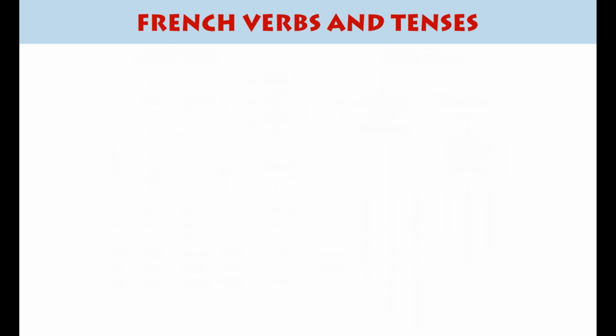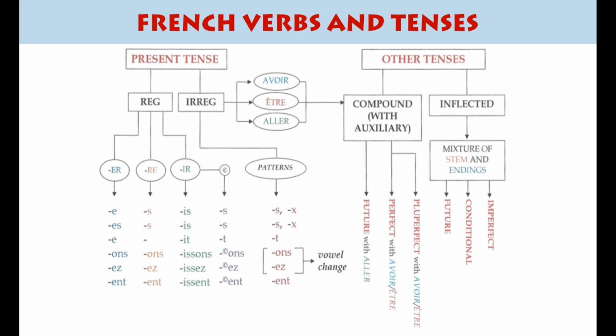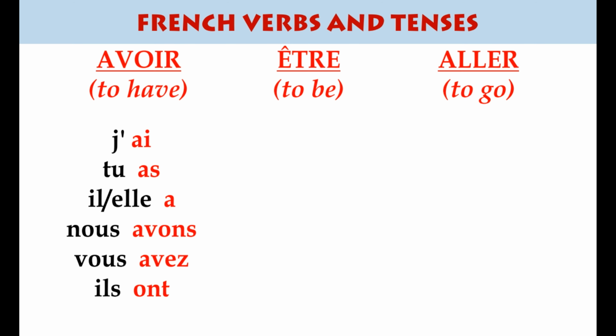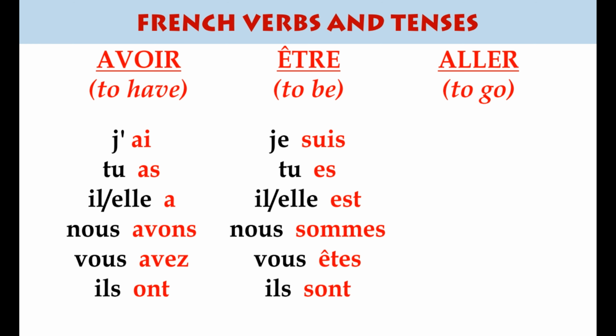However, looking again at the overall chart, you'll see that there are three big ones here that are very irregular. And these three big irregulars are worth learning anyway. Here they are: avoir, être, and aller. And I'm sure as they appear, you'll recognize all the forms. J'ai, tu as, il a, nous avons, vous avez, ils ont. And être, je suis, tu es, il est, nous sommes, vous êtes, and ils sont.